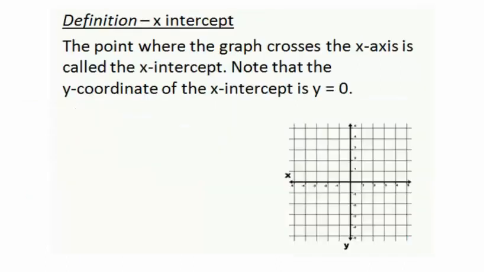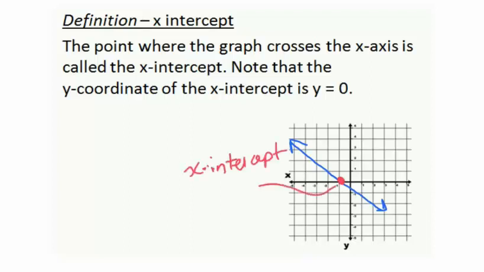Let's say we have a line drawn in the xy plane. Wherever this line crosses the x-axis is called the x-intercept. So in our particular graph, we can see right here on this red dot is where our line crosses the x-axis.